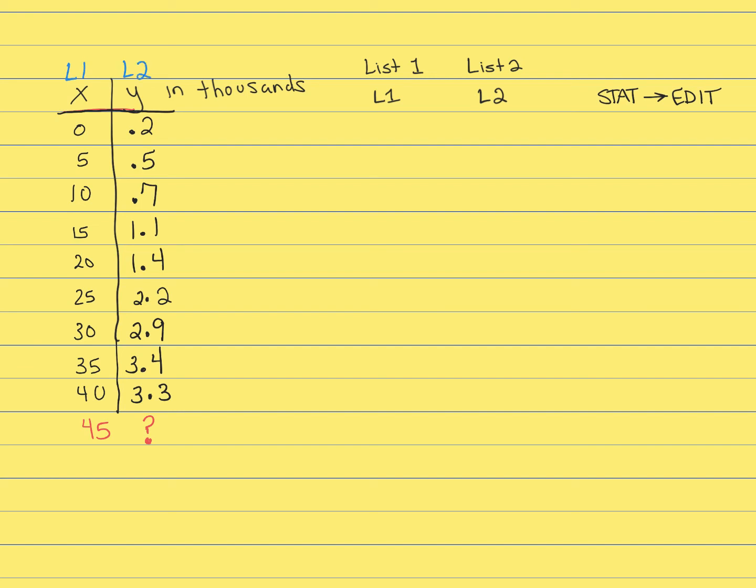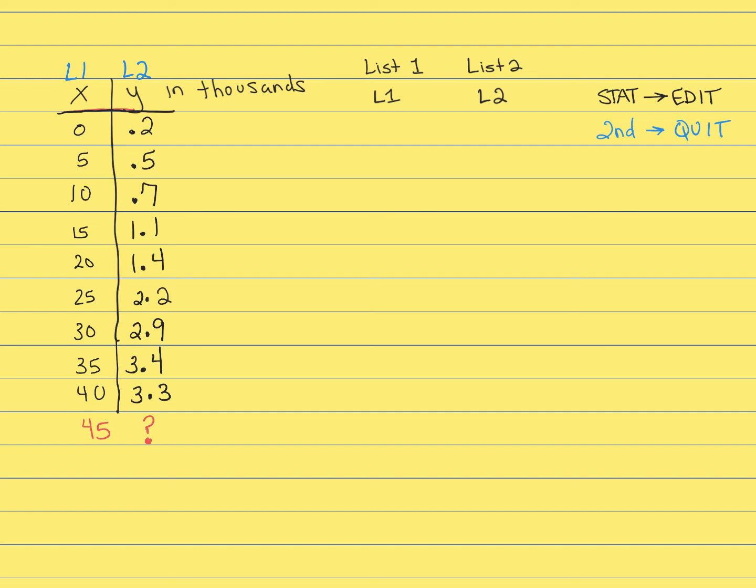Once you do that, you can hit second function, quit. So we'll put those values in, then we're going to do second quit. And I should mention, if you already have data in your two lists, you can use the cursor to highlight L1 or L2, hit clear, and then hit enter. So we have our data in our two lists.